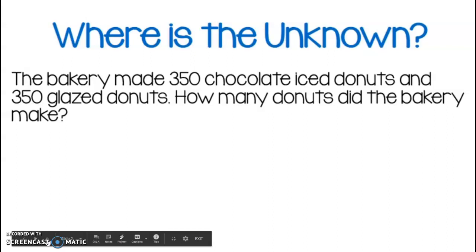We are combining the number of chocolate donuts and the number of glazed donuts, so we need to find the total number of donuts. We are combining two things, so we need to have an addition problem. What would this number sentence look like? I'm going to give you a moment to write that down. Make sure to write a question mark for the unknown number.